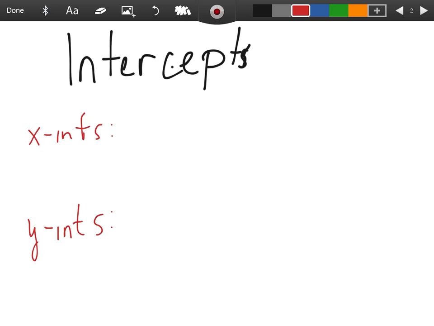An x-intercept is just where we cross the x-axis. We've been dealing with these for a while in our math career, likely. But x-intercepts occur when f of x is equal to 0, when our y value is equal to 0. So there can be multiple x-intercepts. That's possible. With a function, there is not an opportunity for there to be multiple y-intercepts.